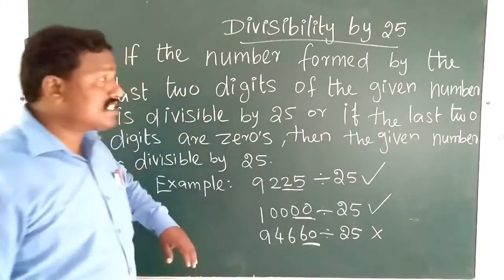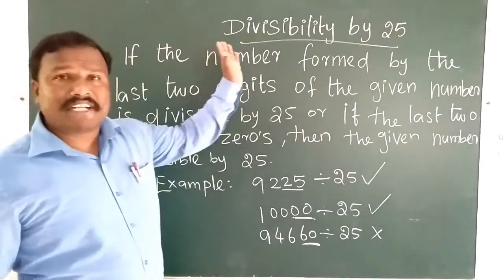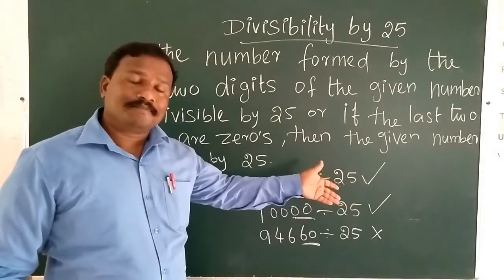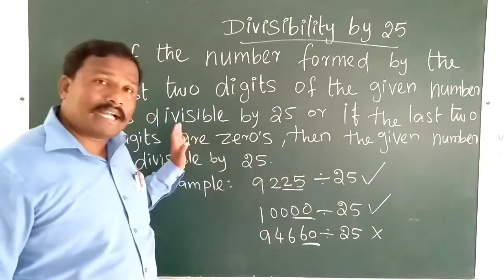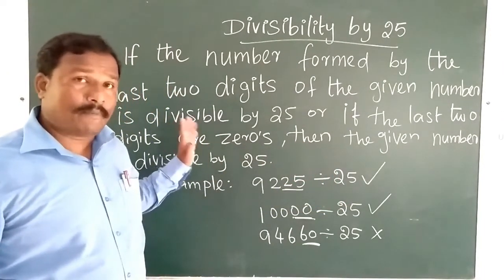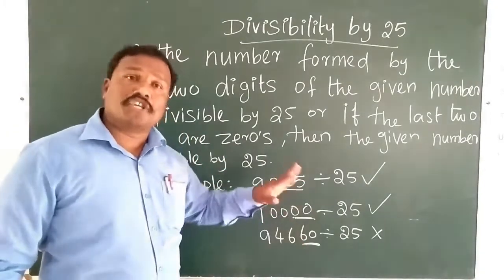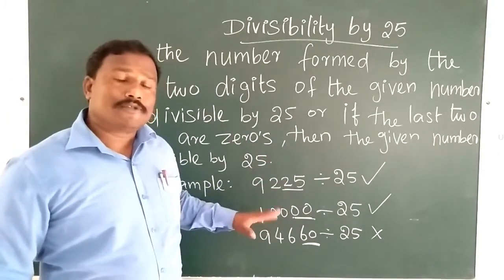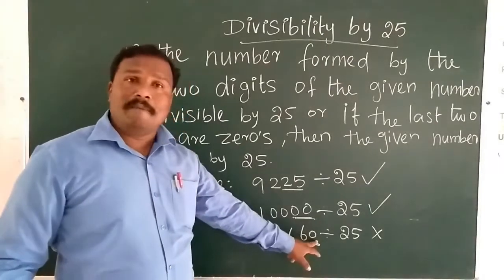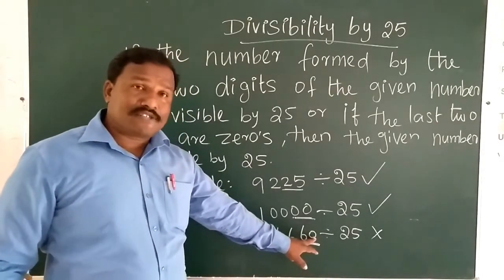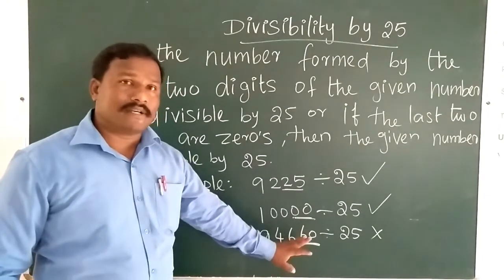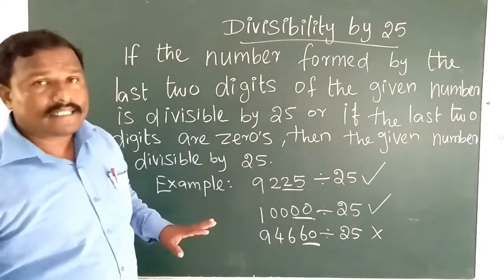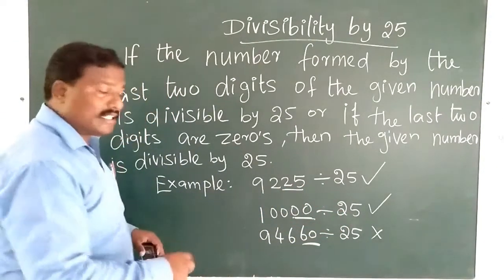So simply, what's the rule? Divisibility of 25: take the last two digits, then try to divide. If it divides completely, the whole number can be divisible by 25. Suppose the last two digits are 0, then directly we can say the whole number is divisible by 25. If the last two digits are 10, that number can't be divisible. Or else you can check the last two digits, if they are divisible by 25, the whole number can be divisible. Then I will give you some other examples.